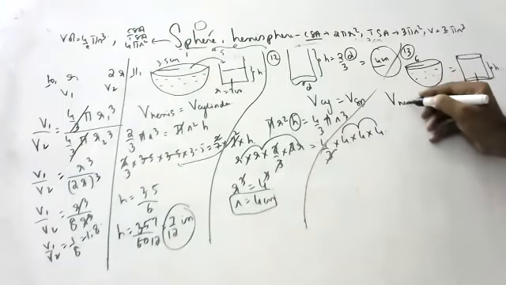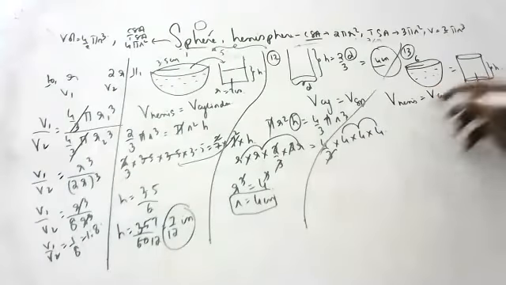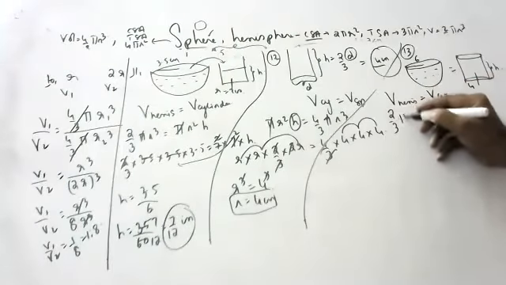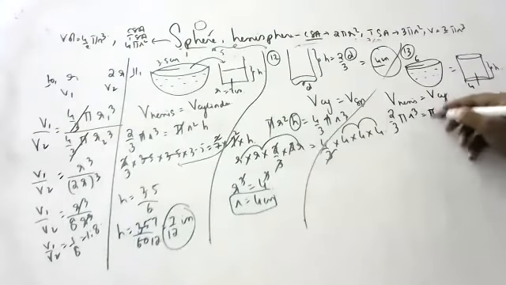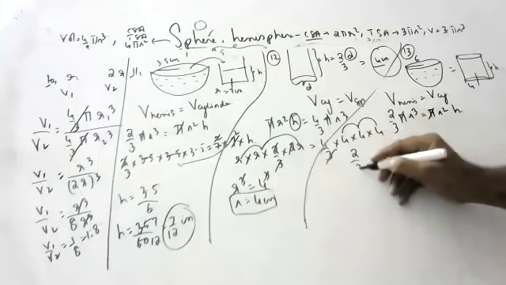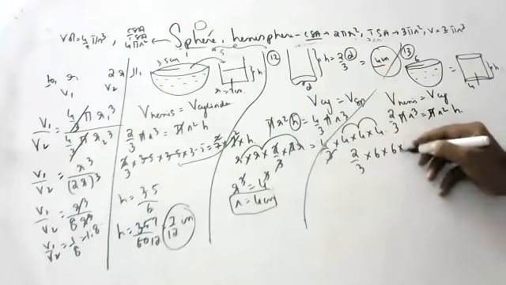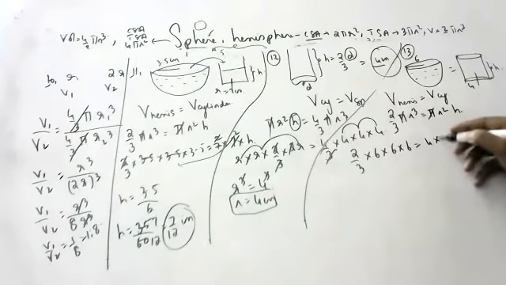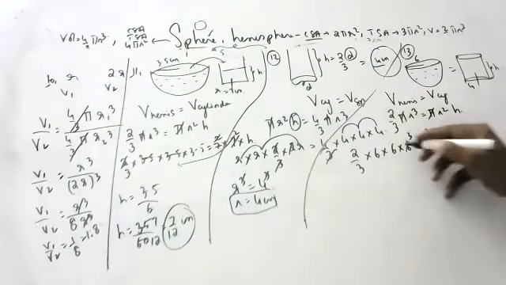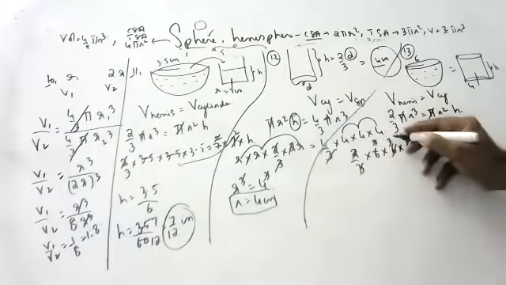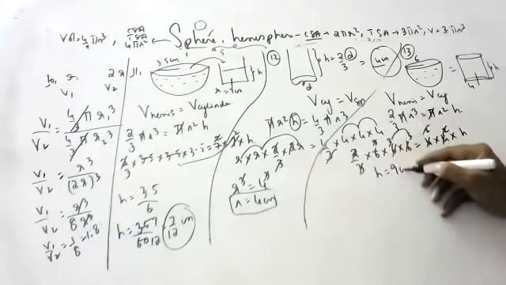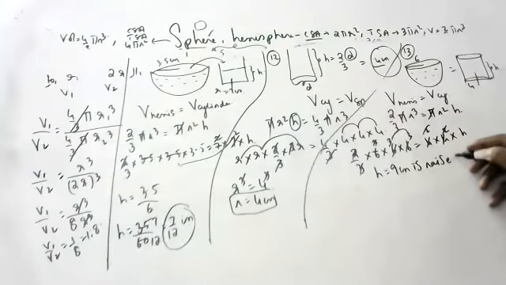Volume of hemisphere equals volume of cylinder. 2 by 3 pi r cube equals pi r square h. Pi cancels. 2 by 3 into 6 into 6 into 6 equals 4 into 4 into h. 2 twos are 4, 2 threes are 6. 2 cancels, 3 cancels. 3 threes are 9. 9 centimeters is the rise of the water level in the cylinder.